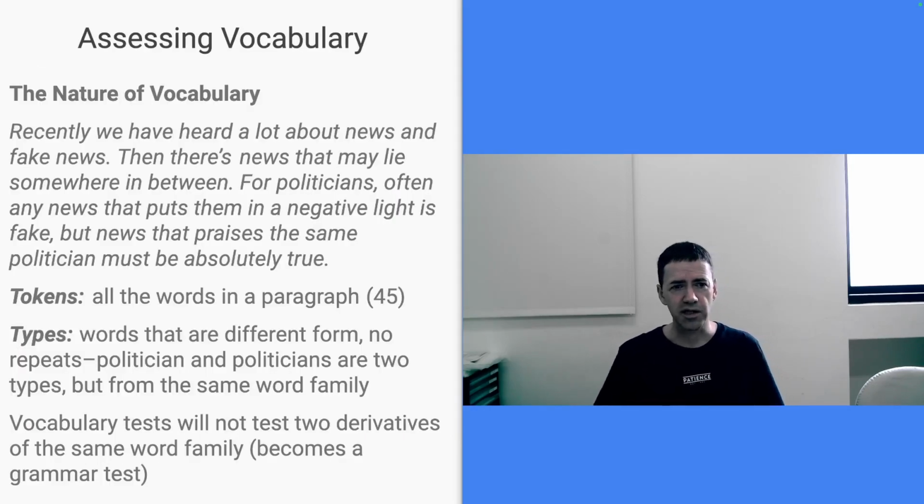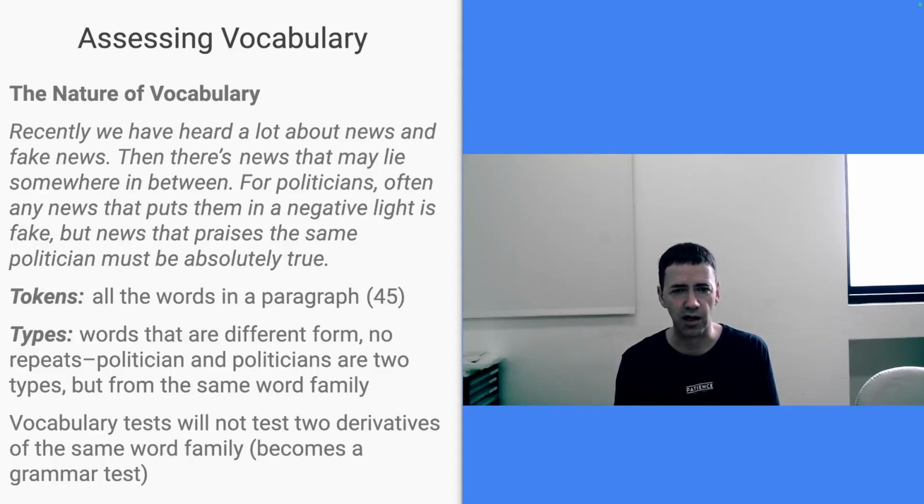Okay, so let's move on to vocabulary. Now, before we talk about how to assess vocabulary and different test types, we need to consider what it is. What does it mean, vocabulary? So there are some things we have to talk about. So let's take this paragraph for example.